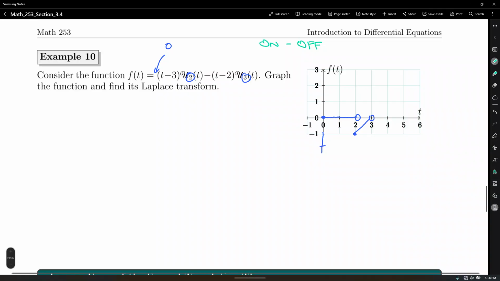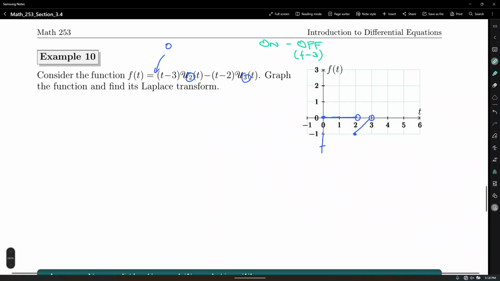So that's on minus off. What do we turn off? We turn off this t minus 3. And what do we turn on? Well, we don't know what we are going to turn on at this point. However, we already have the result we end up with, so t minus 2.